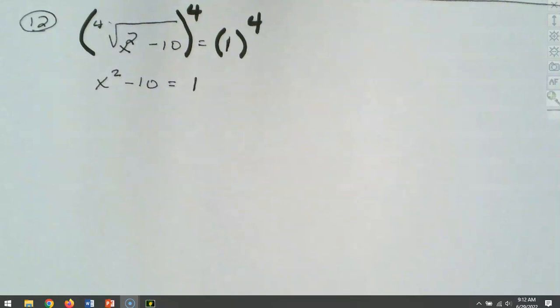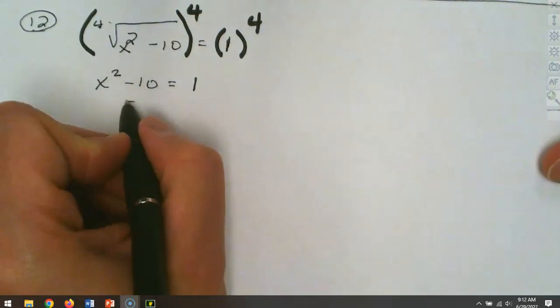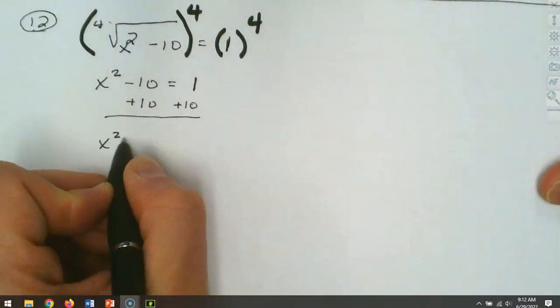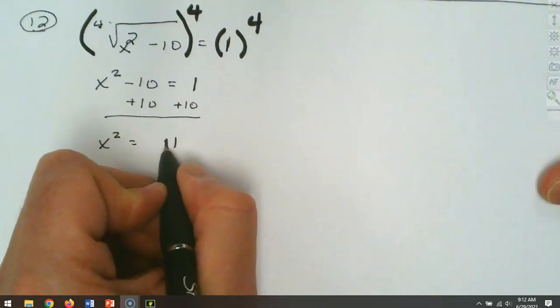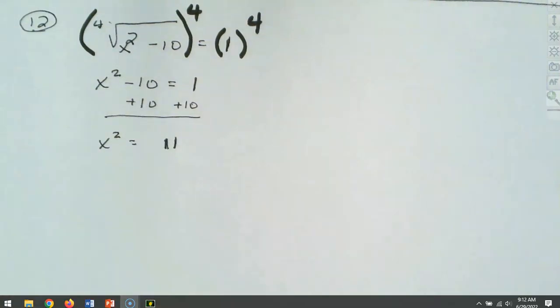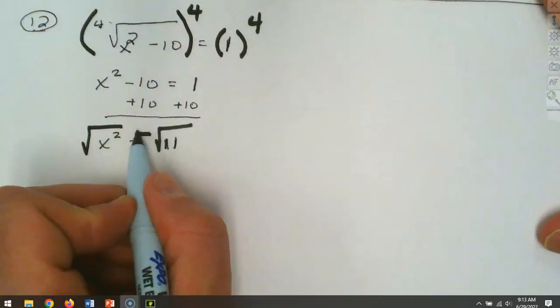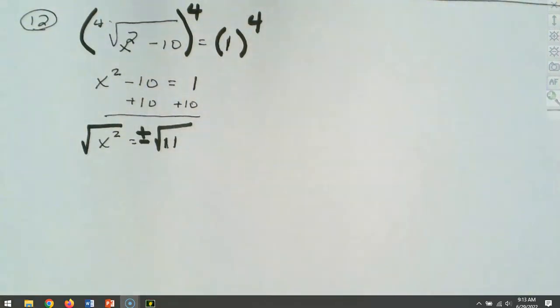Now, we're going to be able to quickly solve this, and I'm going to apply the square root property. You could also set it to 0 and factor as a difference of squares, but I'm going to go ahead and apply the square root property. So I'm going to add that 10 over. And now I can apply my square root property. And how do we get rid of a square? Well, we get rid of a square by taking a square root. And remember, from 1-4, whenever we take a square root, we add in a plus or minus.